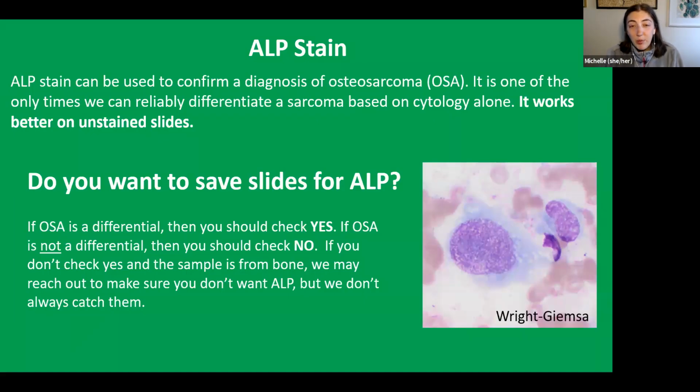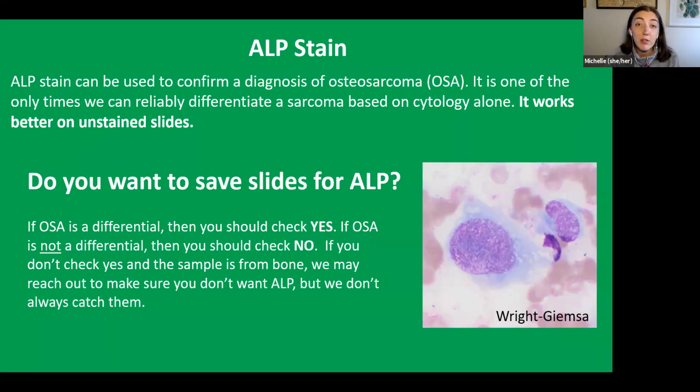So when you're submitting samples, it'll ask you if you want to save slides for alk-phos stain. Basically, all that means is, is osteosarcoma a differential for what you sampled? If it is, then you should answer yes, you want to save slides for alk-phos. So staining for alk-phos, that is the only cytostain that we have at WSU. It is one of the only times we can almost definitively say, yes, this sarcoma is this type of sarcoma.